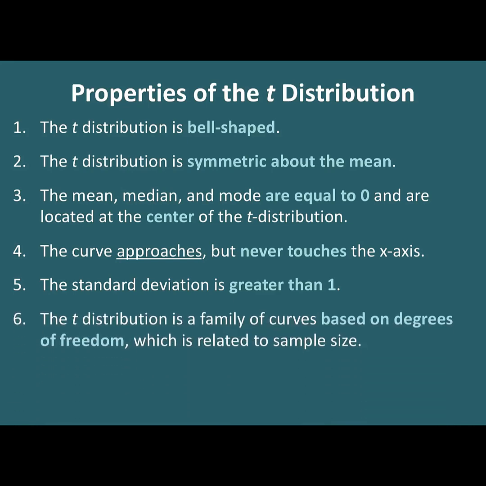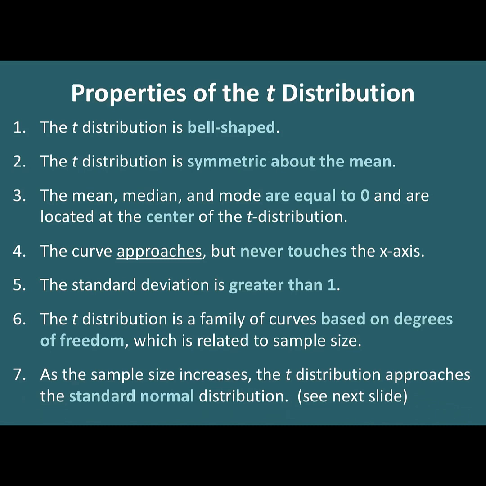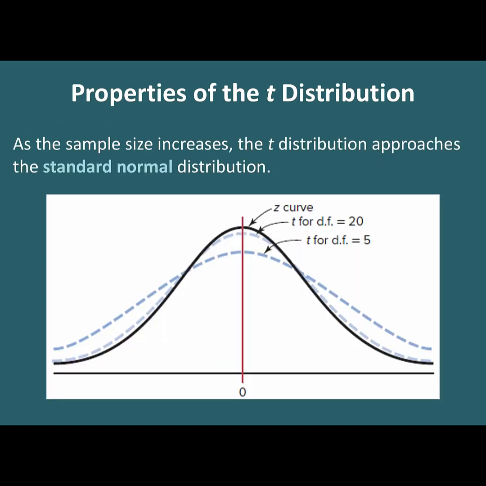The t-distribution is a family of curves based on degrees of freedom, which is related to the sample size. As the sample size increases, the t-distribution approaches the standard normal distribution. As we can see in the next slide, once again, as the sample size increases, the t-distribution approaches the standard normal distribution, as you can see here. Notice that when I go from the degrees of freedom of 5 to 10 to 20, we get closer to the standard normal curve.